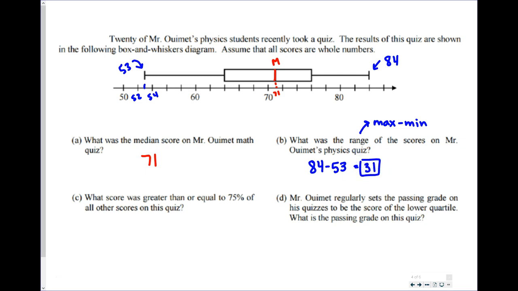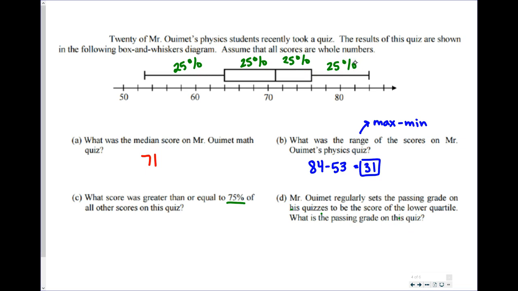Okay? So now the next question is kind of interesting. It says, what score was greater than or equal to 75% of all scores on the quiz? And you're probably thinking, what the heck, Miss Pennington? We have never talked about percents in this data. So something really interesting about box and whisker plots. Okay, and I'm going to erase this up here so you can see. Every little piece from the whisker to the box, from Q1 to the median, from the median to Q3, and then from Q3 to maximum represents 25% of the data.